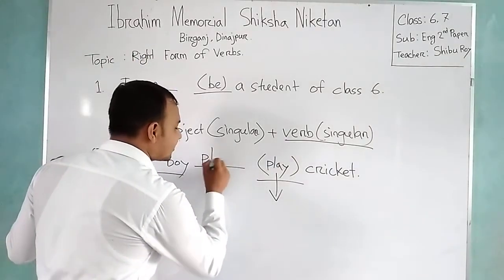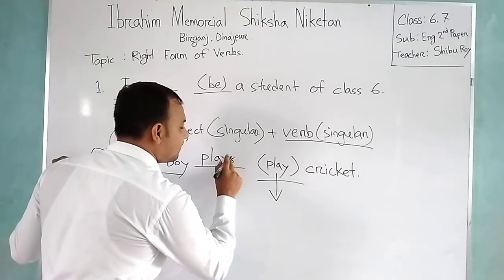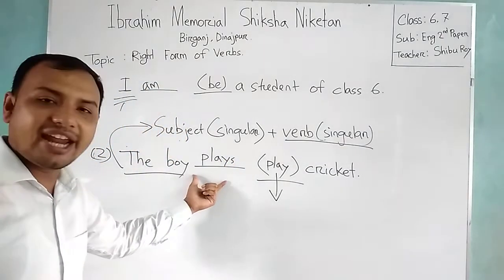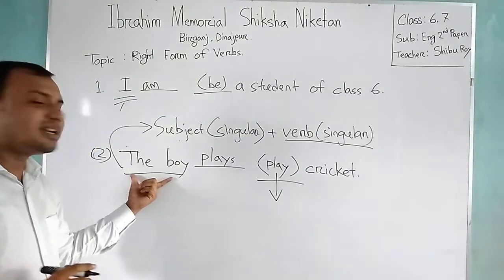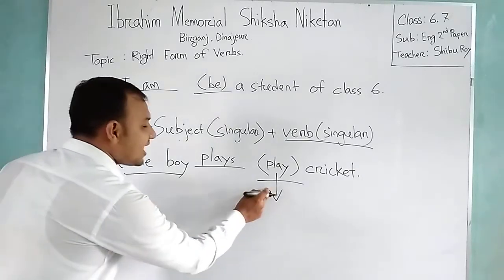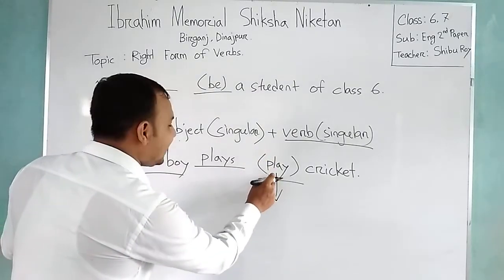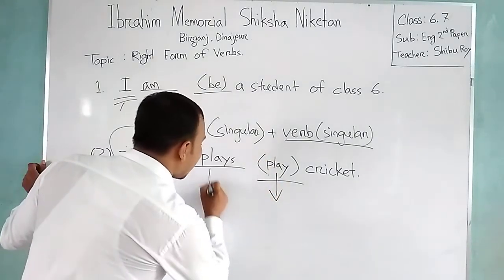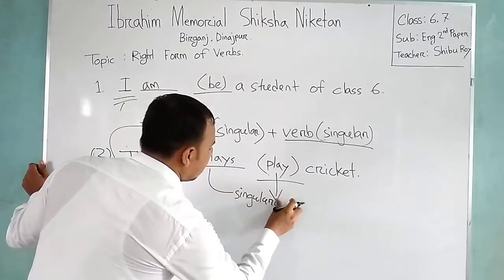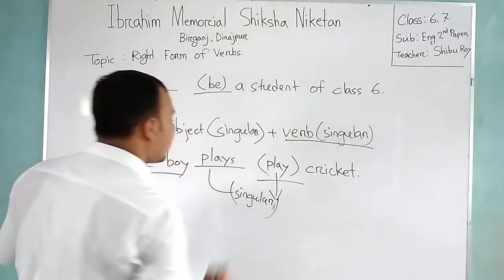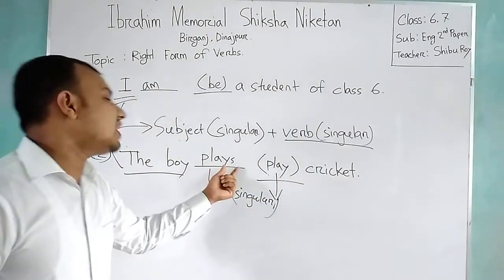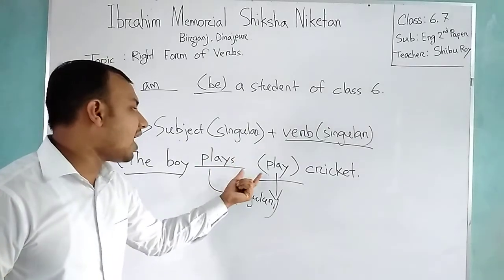The boy plays cricket. You understand it? As the subject is a singular subject, that's why we make the verb play into singular form. We make the verb singular. Play to plays. What did we do? We just add s to the verb.